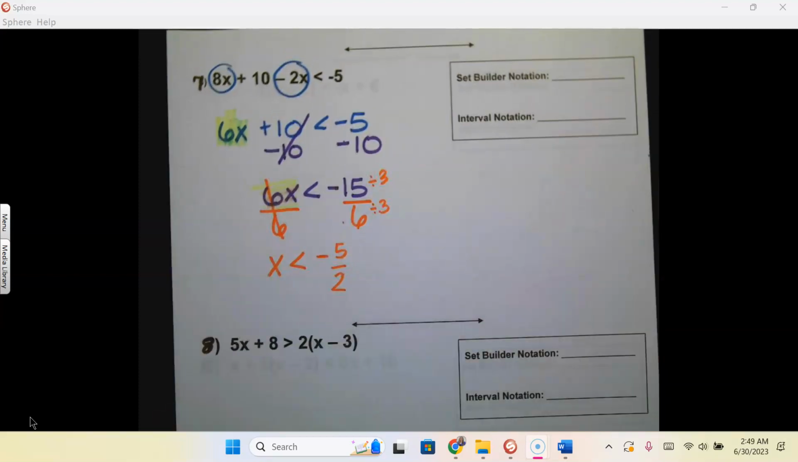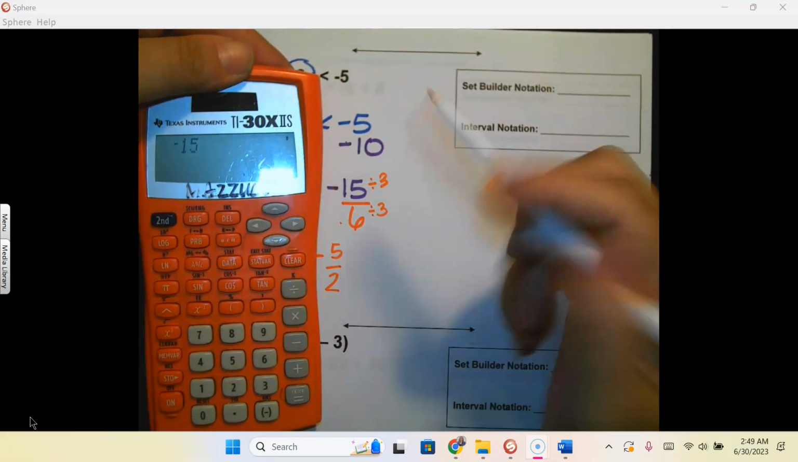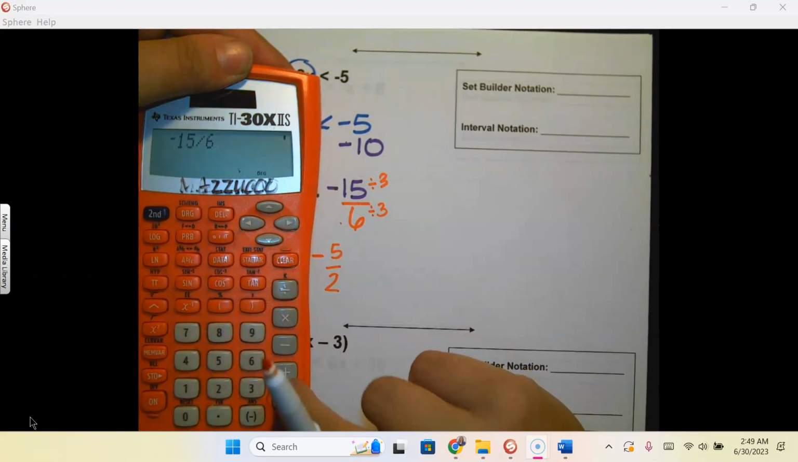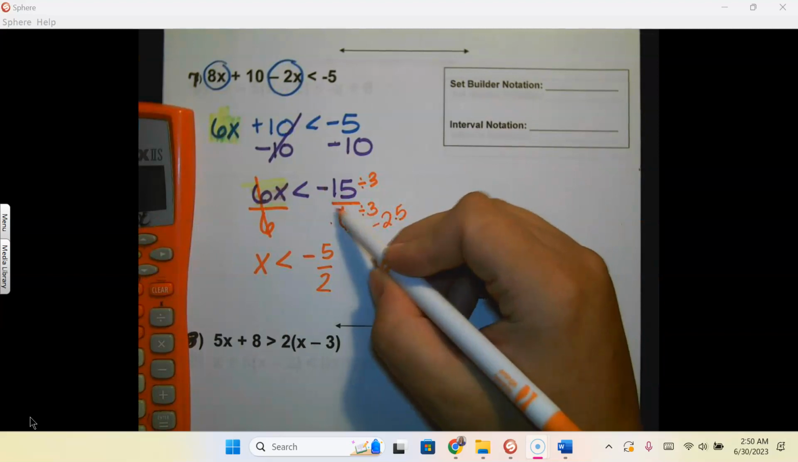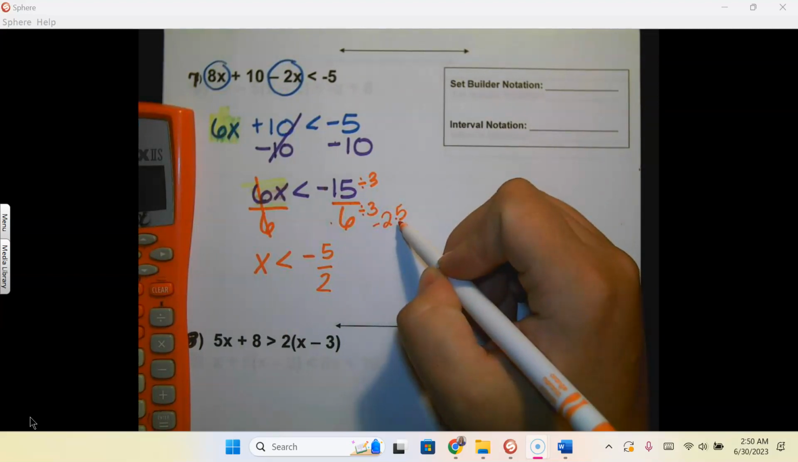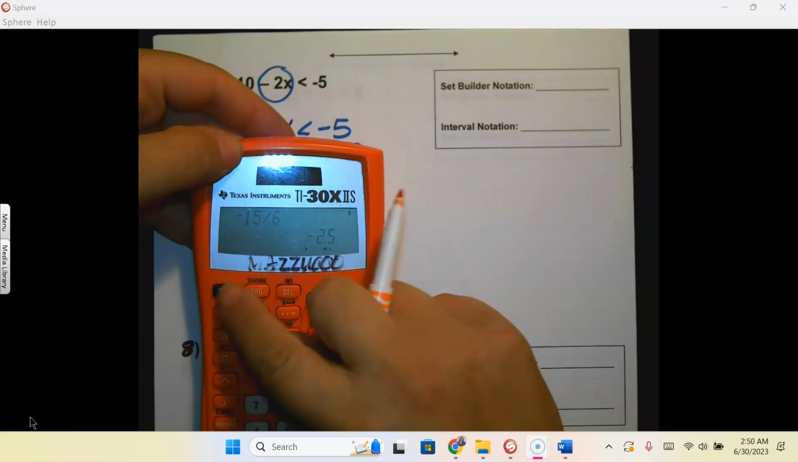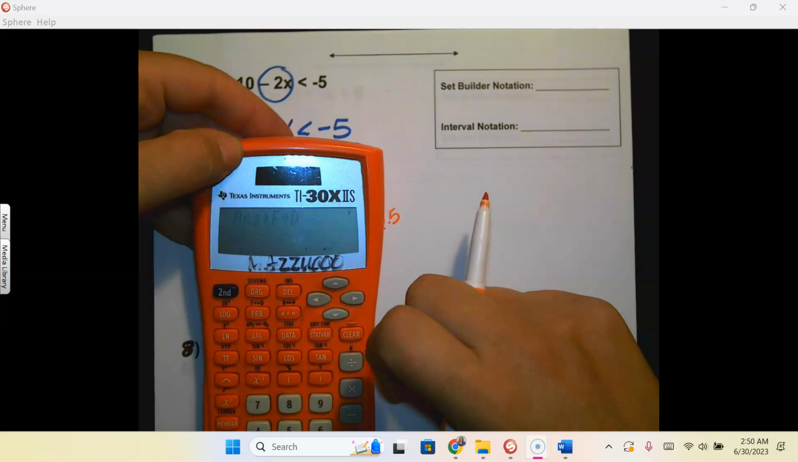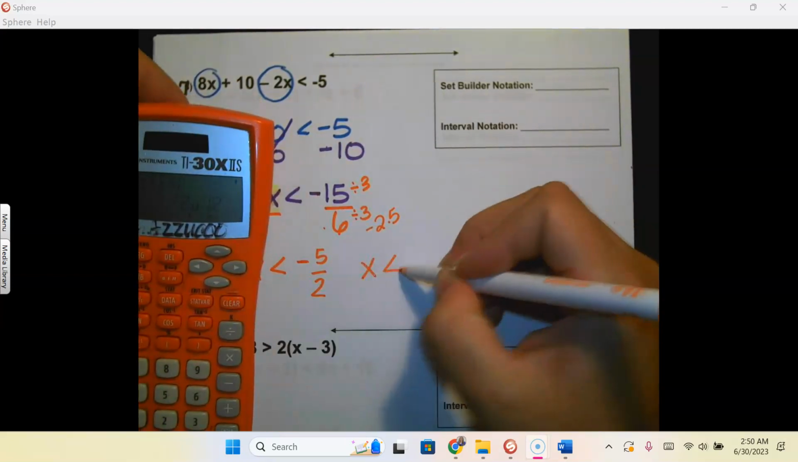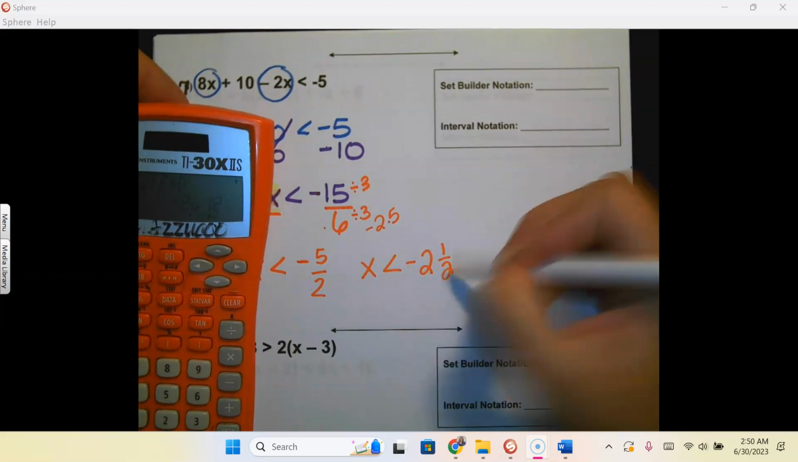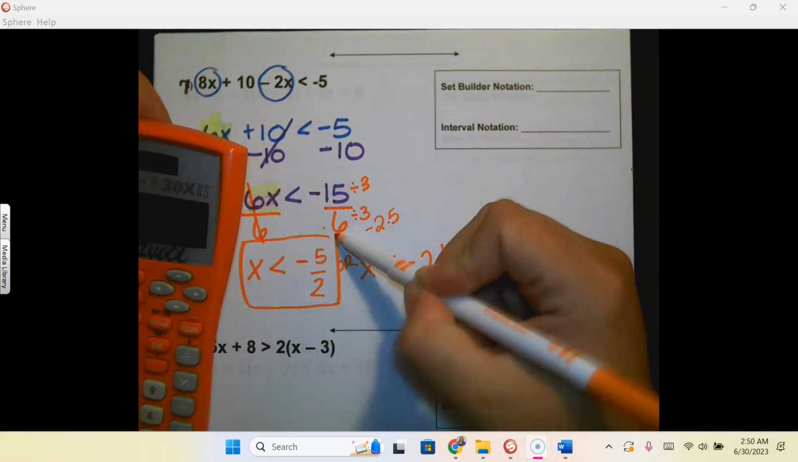Okay, now if I check it with my calculator, if I do -15 divided by 6, it gives me -2.5 as a decimal, but we want to keep it as a fraction. So we're going to click second FD, and then it's going to give me a mixed number. This is the same thing as if I had said this. Okay, so either of these would be okay, but I like to keep my answers as improper.